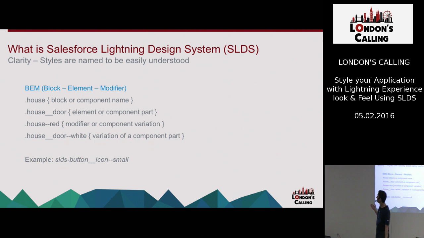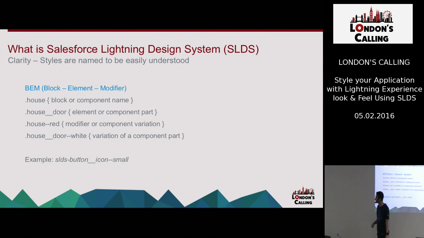So here there is an example with a house. They use something called BEM, block element modifier. The first part of the class is like a house, it's a block. The second part is the element or the component, so let's say a door. Door is an element of the house. And the last part, the modifier, is how I should apply something to this element. So here it's red. So you see you have the three parts, house, door, red, which is block element modifier.